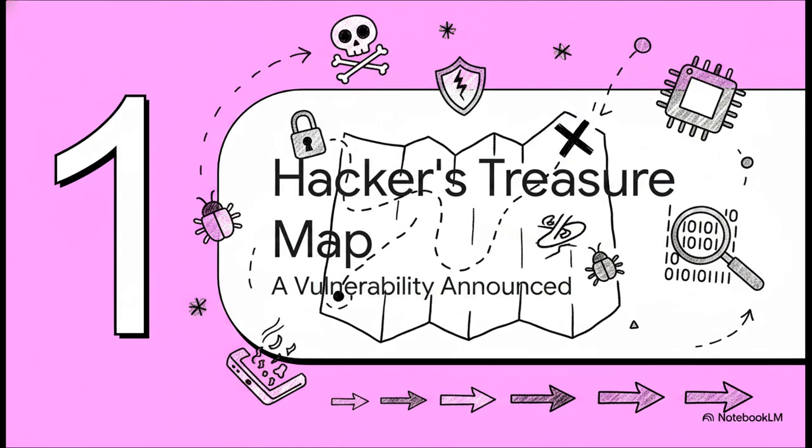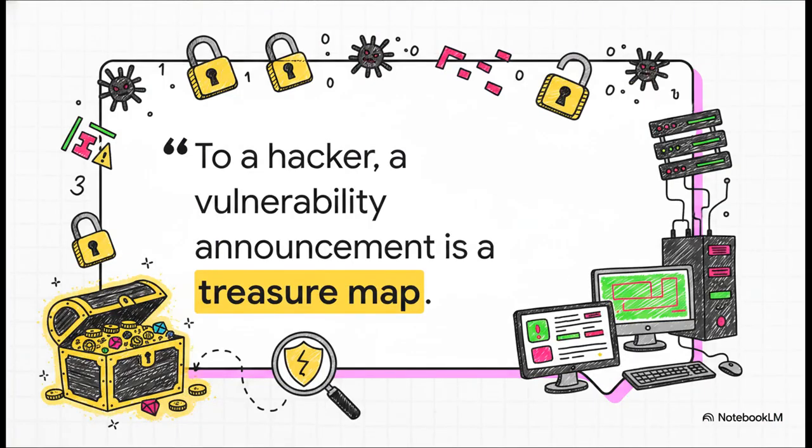All right, part one, the hacker's treasure map, and what a vulnerability announcement actually means to the underworld. You see, to a hacker, a vulnerability announcement isn't a warning at all. It's a treasure map. When a flaw gets logged into public CVE databases, it hands expert hackers all these crucial breadcrumbs. We're talking specific affected software versions, the patched versions, and the exact type of flaw. And with just that info, the reverse engineering begins.